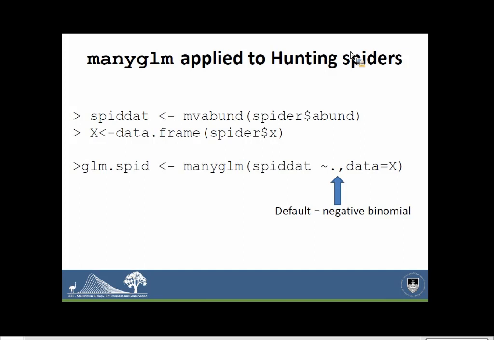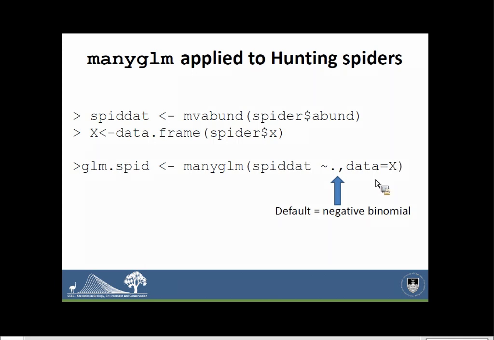And so again, you're going to do your SPI-DAT, which is your mvabund object, where you take all your abundance data and restructure it into the mvabund object. And here we're going to use a data frame because you're using more than one environmental variable. So you define your environmental variables data frame. Okay, then again, you specify your manyglm. You're using SPI-DAT, and it's related to all your environmental variables in the data.